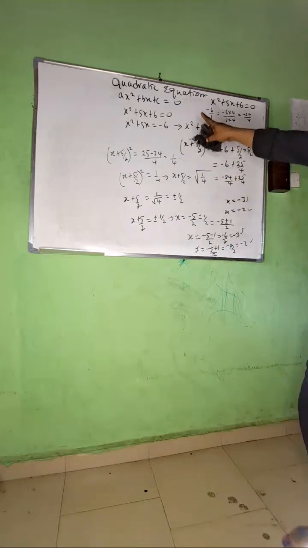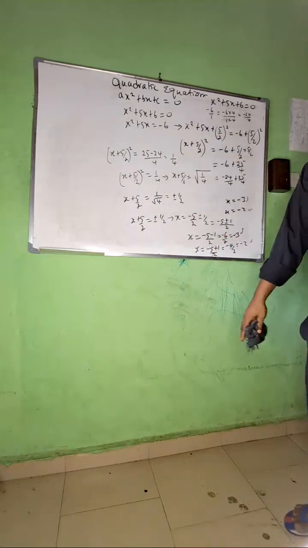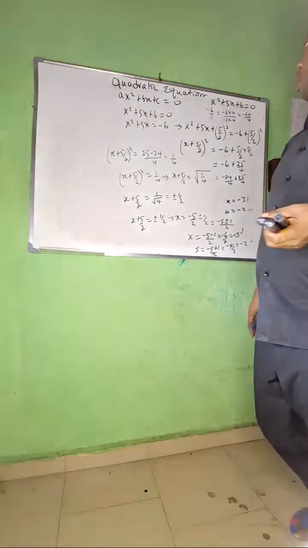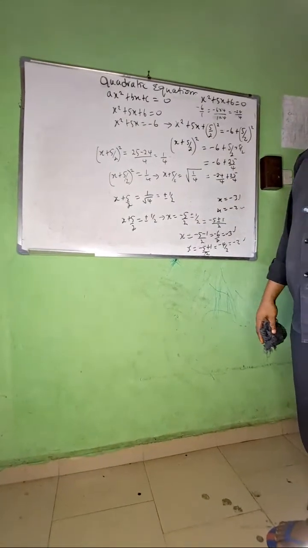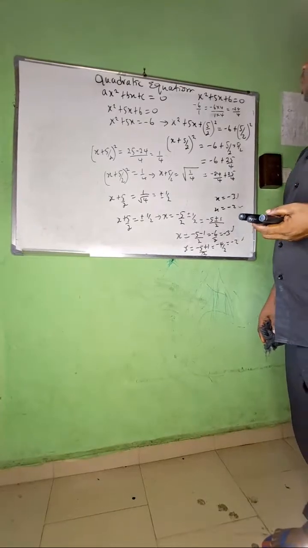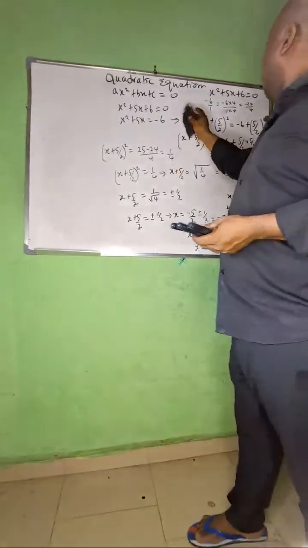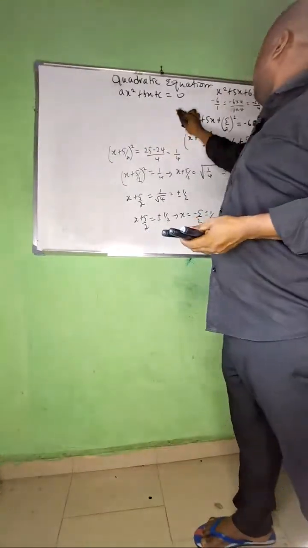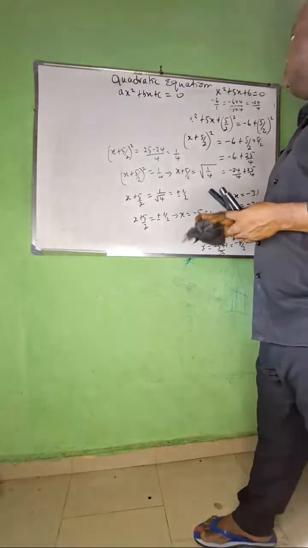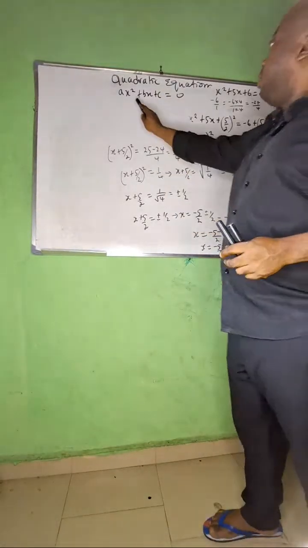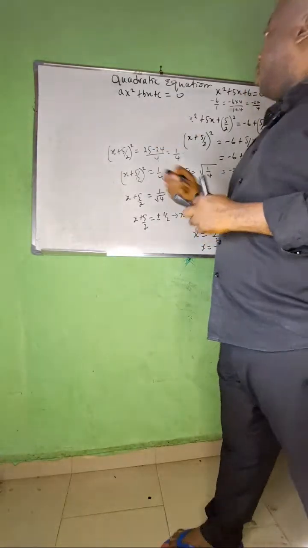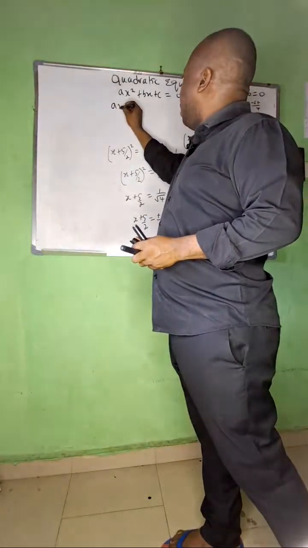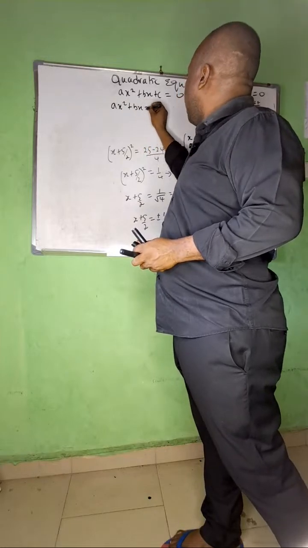Finally, we look at using a formula to solve it. I wouldn't like to just paste the formula on the board. I'll try deriving it so that we know how to go about it. This is the form a quadratic equation takes. And so you can write this as x squared plus bx equals negative c.